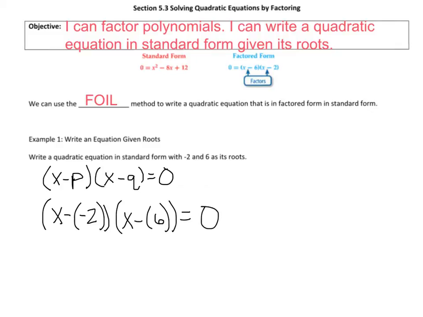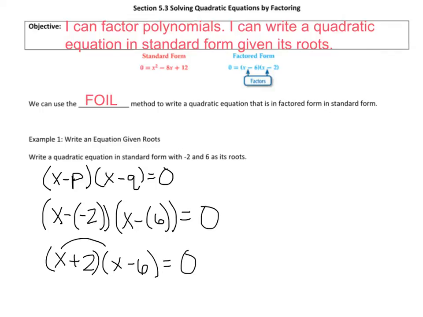So now we can just go ahead and simplify. So since we have two negatives with the 2, we'll have x plus 2, and then we'll just have x minus 6. And then we want to go ahead and use that FOIL method to turn this into the form that it wants it in, which is the standard form.